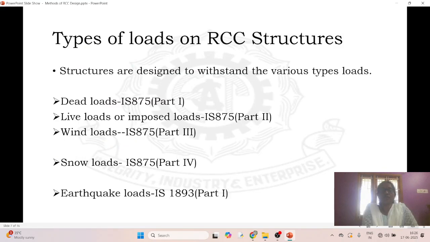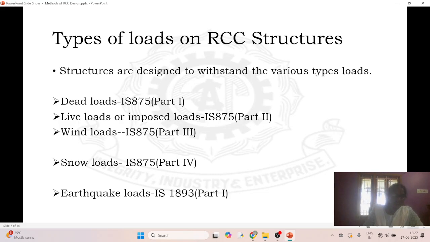Next, types of loads on RCC structures. The structures are designed to withstand various types of load: dead loads, IS 875 Part 1; live load or imposed load, IS 875 Part 2; wind loads, IS 875 Part 3; snow loads, IS 875 Part 5; and earthquake load, IS 1893 Part 1.